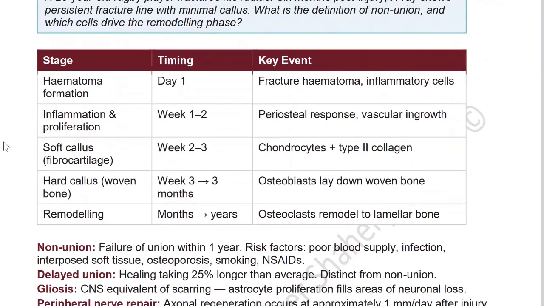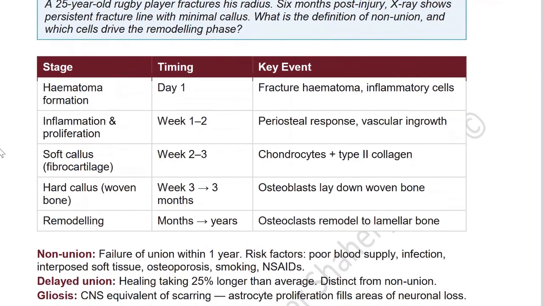A 25-year-old rugby player fractures his radius. 6 months post-injury, the X-ray shows persistent fracture line with minimal callus. What is the definition of non-union, and which cells drive the remodeling phase? So let's see.